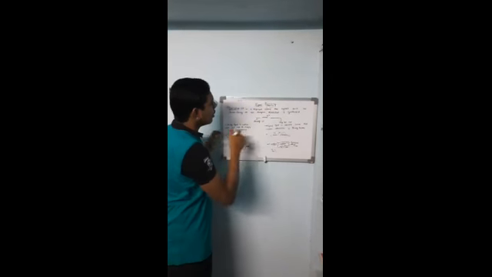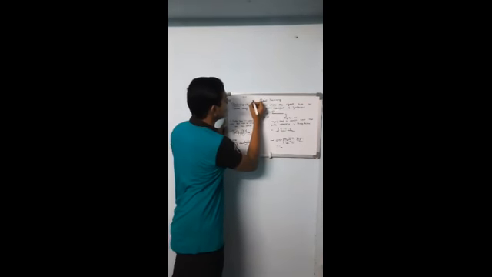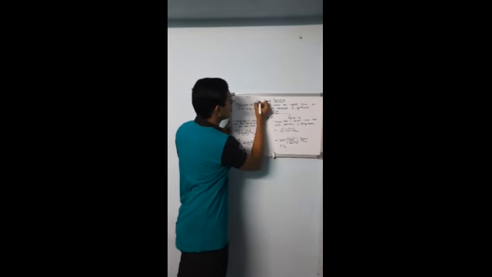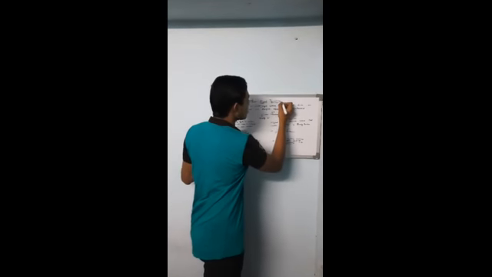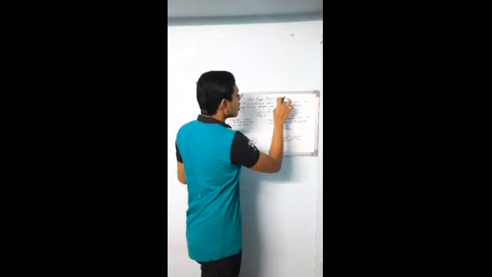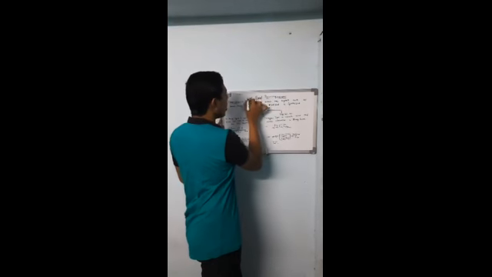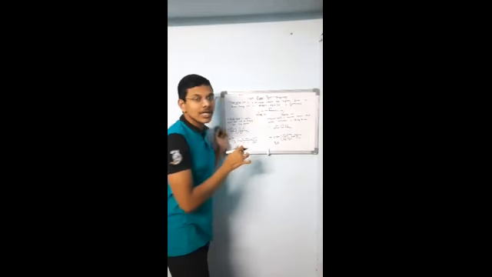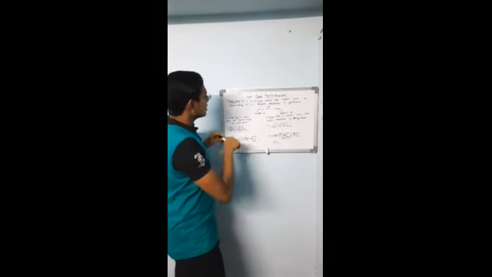Signal processing. What does the signal mean? Signal means information, and processing means operation. Operation done on information is known as signal processing.